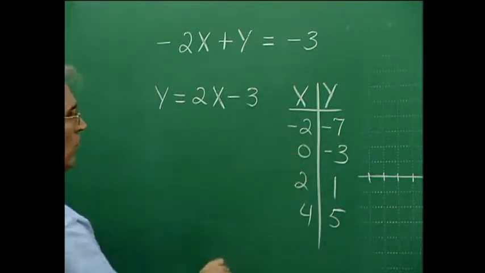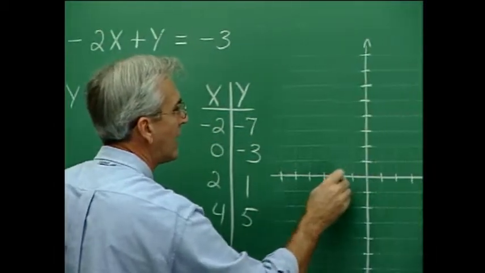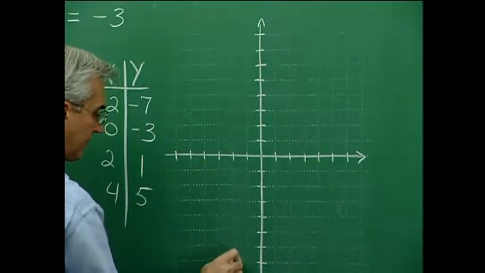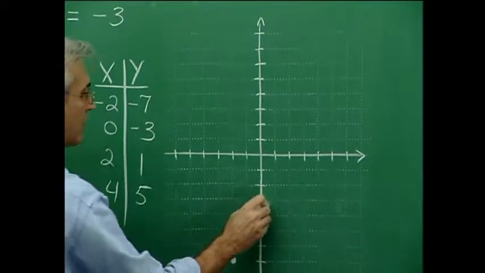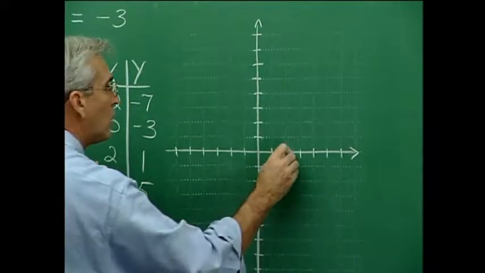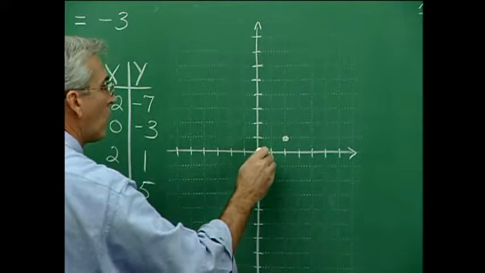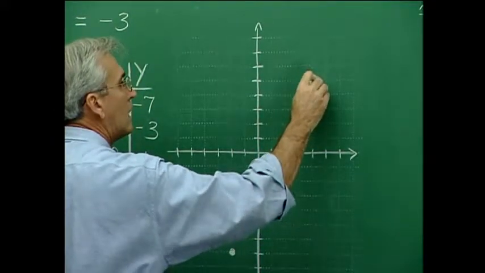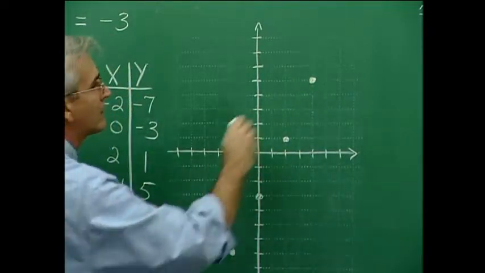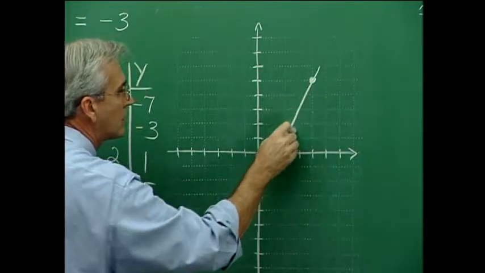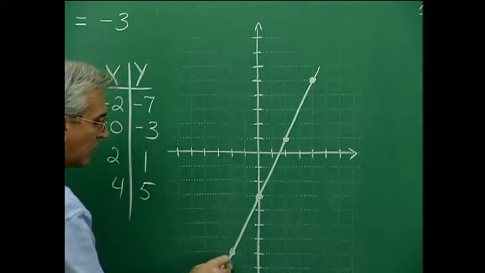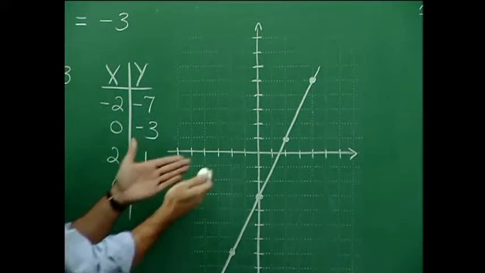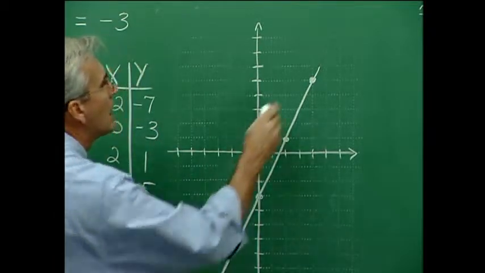Now let's plot these points. The point negative 2, negative 7, that's negative 2, down 1, 2, 3, 4, 5, 6, 7. And 0, negative 3, 2, 1, 4, 5, and the graph contains these points. Notice that the points are collinear. And that's always true with a linear equation. The graph will be a straight line. The points on the line then are collinear.